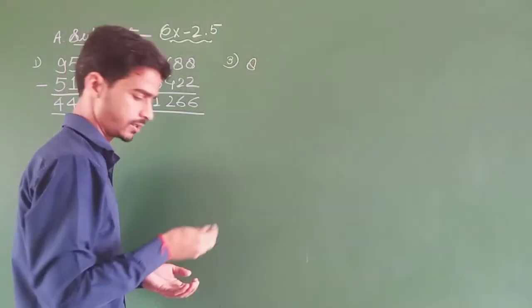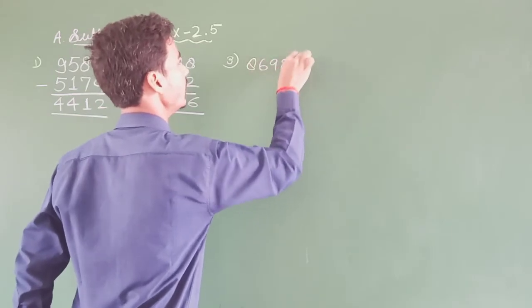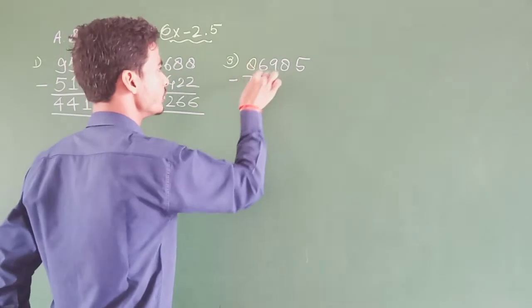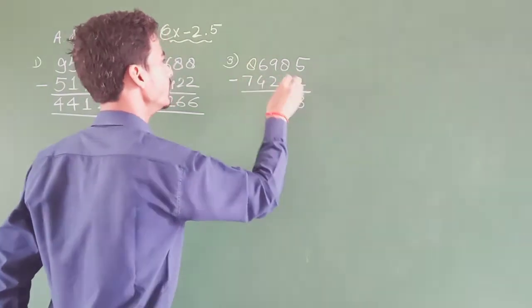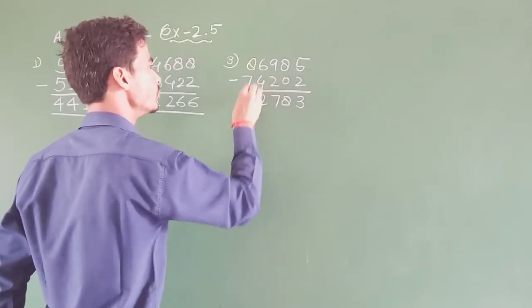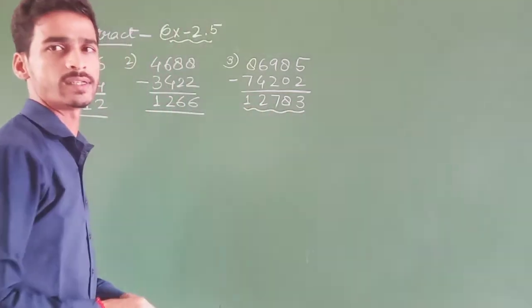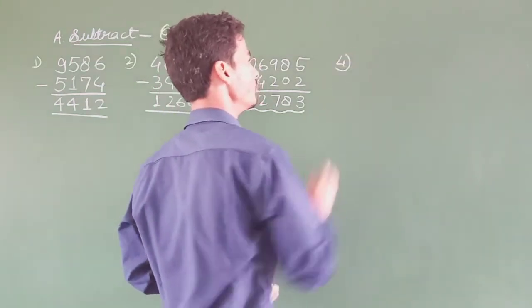86,985 minus 74,202. 5 minus 2 is 3, 8 minus 0 is 8, 9 minus 2 is 7, 6 minus 4 is 2, 8 minus 7 is 1. So the answer is 12,783. Now next question, question number 4.